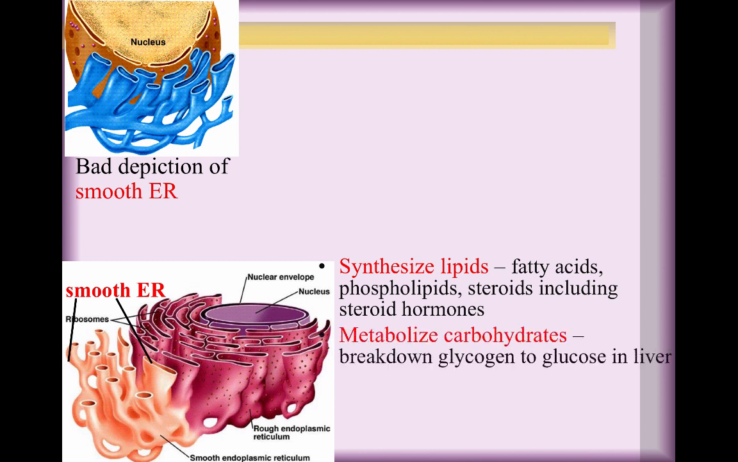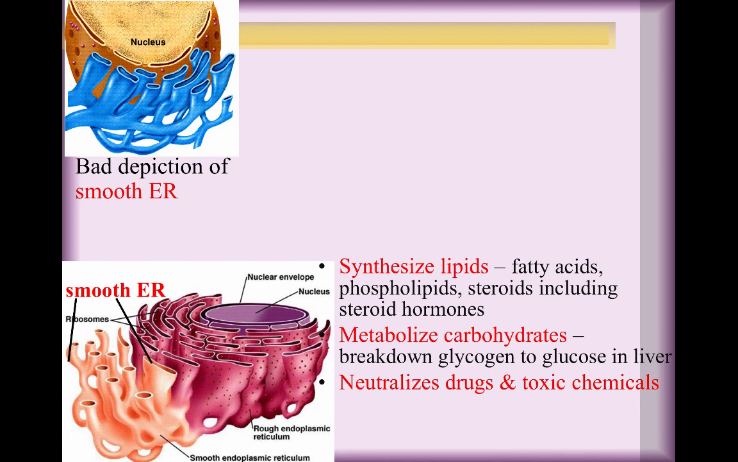Another job of smooth endoplasmic reticulum is to metabolize carbohydrates, and we see this in particular in the hepatocytes. You know that the liver has the job of trying to help keep your blood glucose up when you haven't eaten for a while, and the smooth endoplasmic reticulum helps by breaking glycogen down into glucose, which the hepatocytes can then release into your bloodstream.